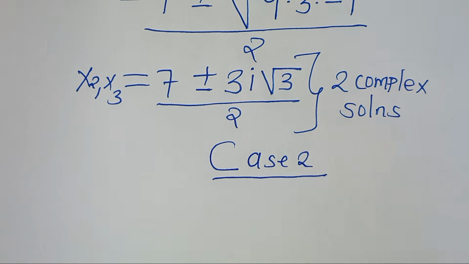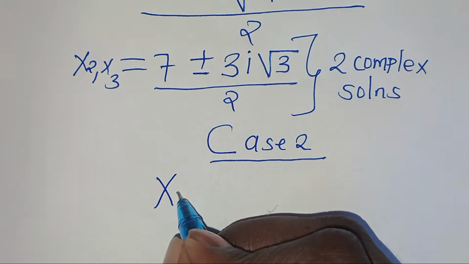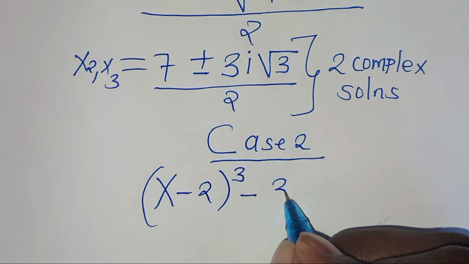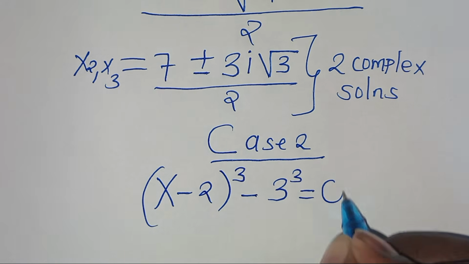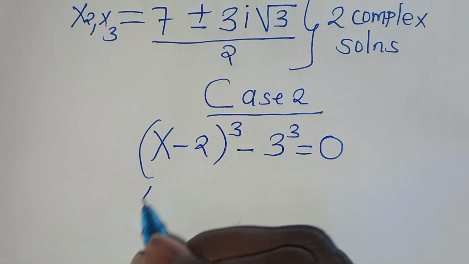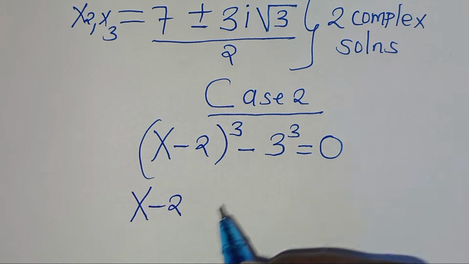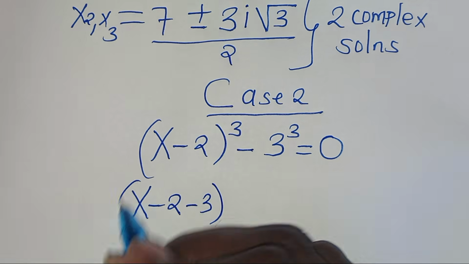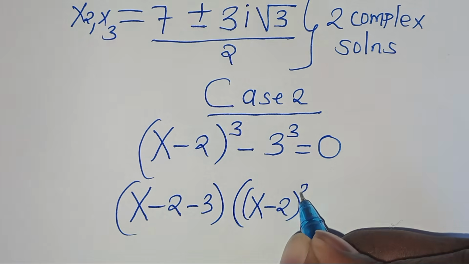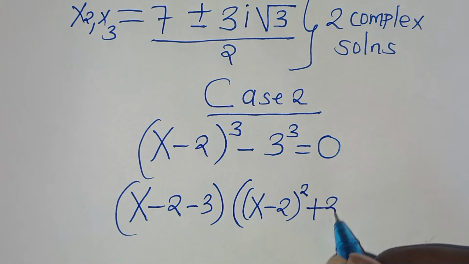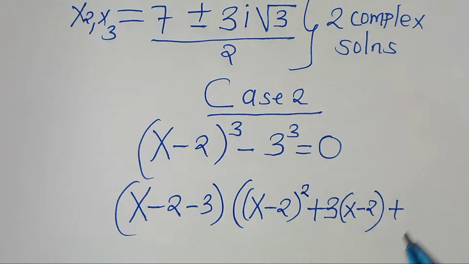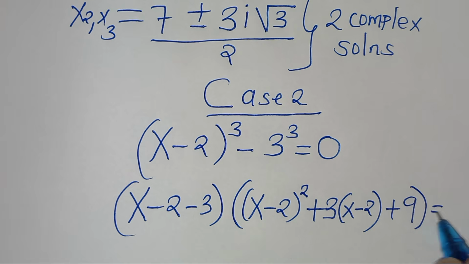In case 2, we have x minus 2 raised to the power of 3 minus 3 raised to the power of 3, this is equal to 0. This is the difference of two cubes that we can express as x minus 2 minus 3 in the parentheses, times x minus 2 raised to the power of 2 plus 3 multiplied by x minus 2, then plus 3 squared, which is 9, and this is equal to 0.